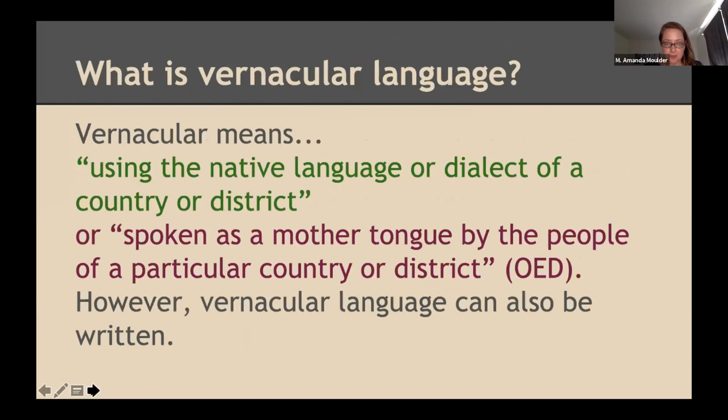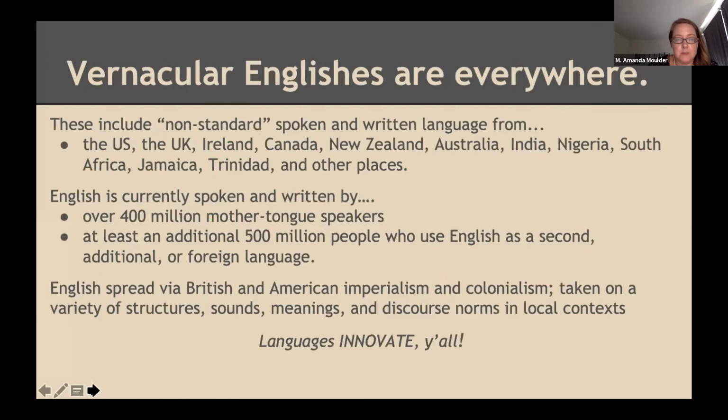So vernacular, probably you've heard that word before. It means using the native language or dialect of a country or a district, or it could also mean spoken as a mother tongue by people of a particular country or district. However, vernacular language can also be written, and that's kind of where it gets interesting. So Shakespeare, for example, often stands in for proper English in our era, but in truth, he wrote in a variety of different vernacular languages from a variety of different groups of British people. Many writers leverage the creative power of vernacular languages, and he's just one person who did that.